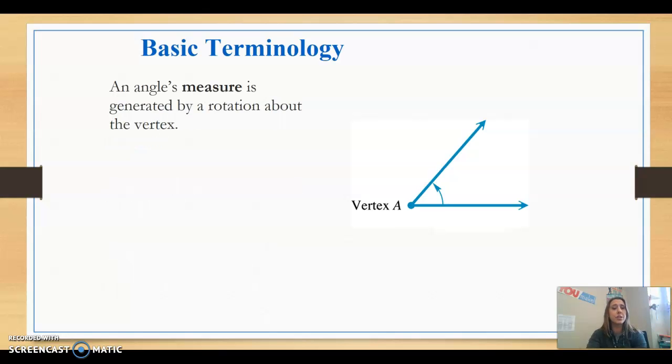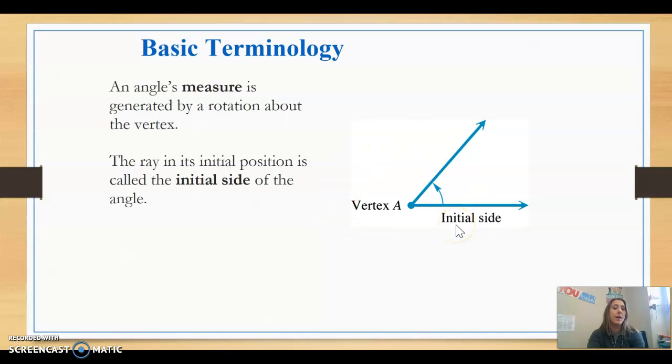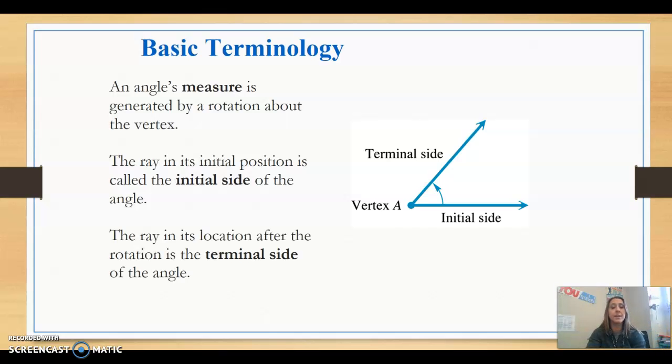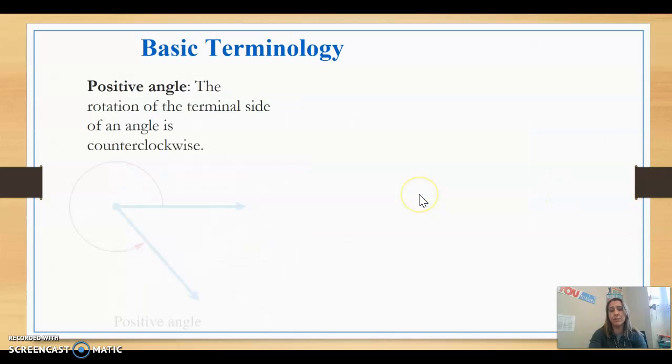The angle's measure is generated by the rotation about the vertex. It can go on the inside or the outside of the angle. The initial position is called the initial side. So from here, this would be where you would draw it. I kind of think of it as a door. The door is when it's closed, and then the movement of the door moving is the terminal side. So make sure you draw this picture.